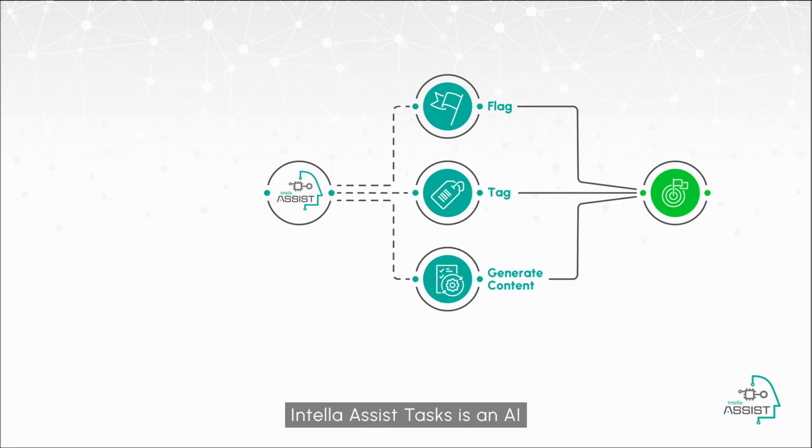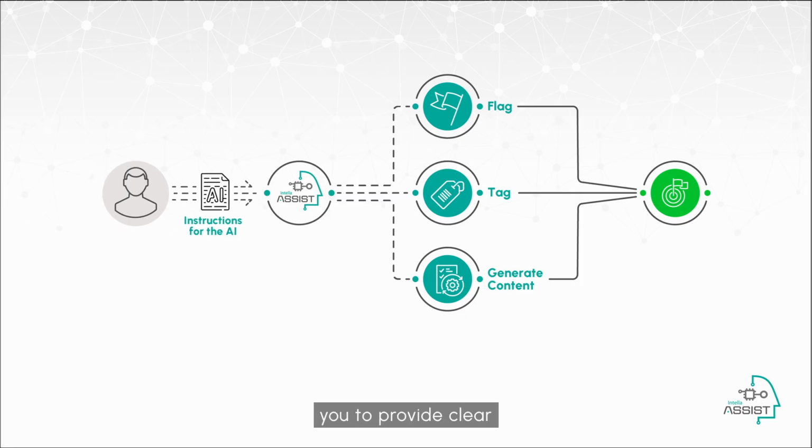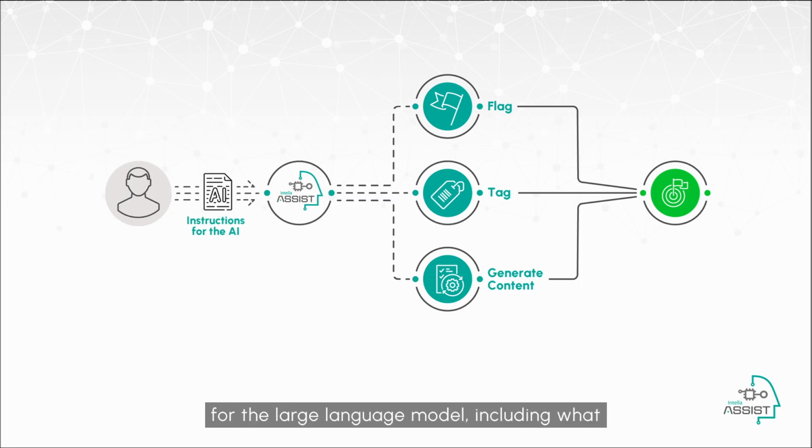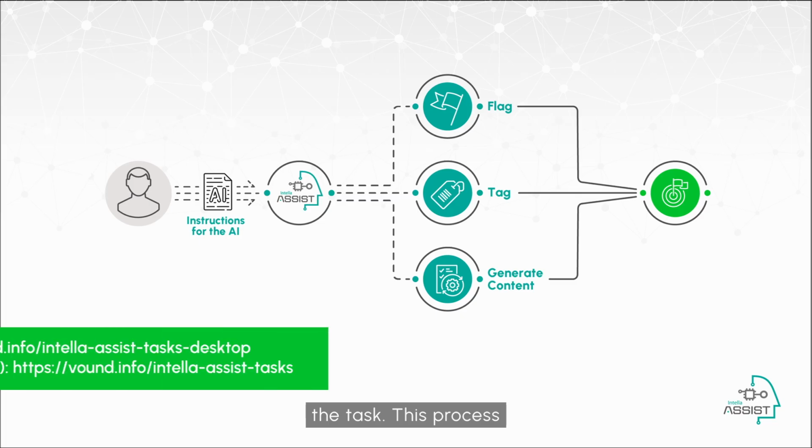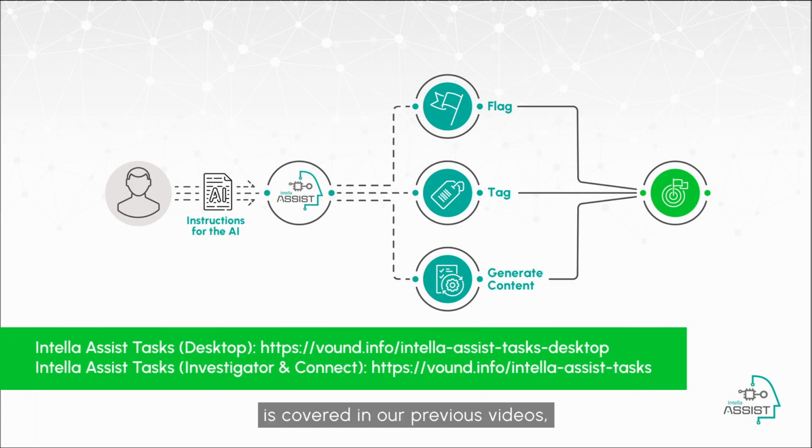Intella Assist Tasks is an AI automation tool that can automatically review selected items in your case and take actions such as flagging, tagging, or generating content, helping to streamline your review workflow. Previously, creating an assist task required you to provide clear and detailed instructions for the large language model, including what to search for, what actions to take, and when to perform them, and including enough context about the case to ensure the model effectively understands the task. This process is covered in our previous videos, shown on screen and in the video description.